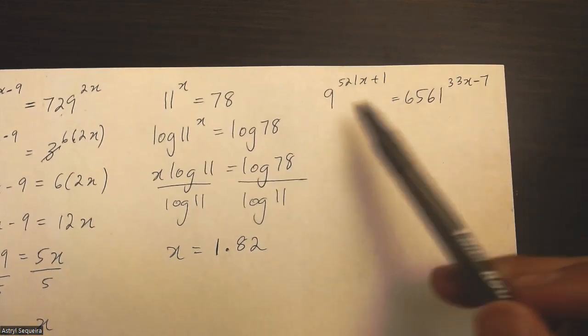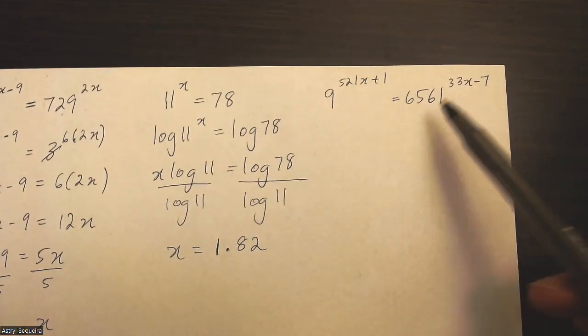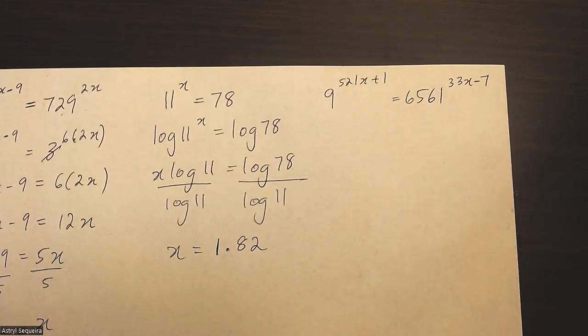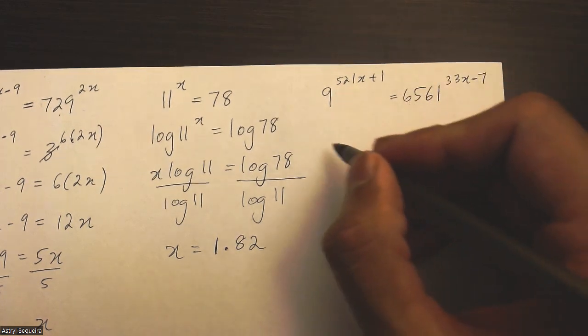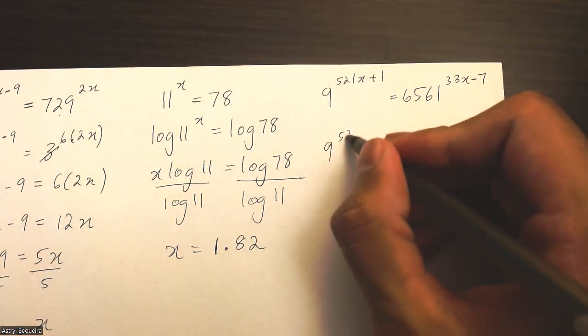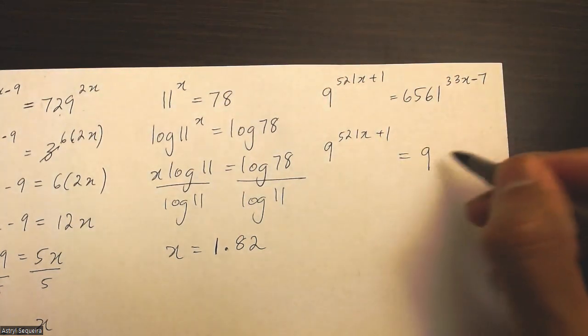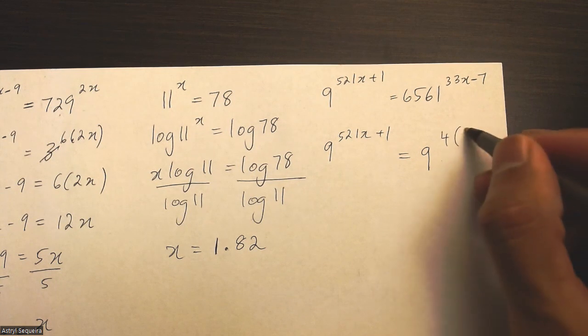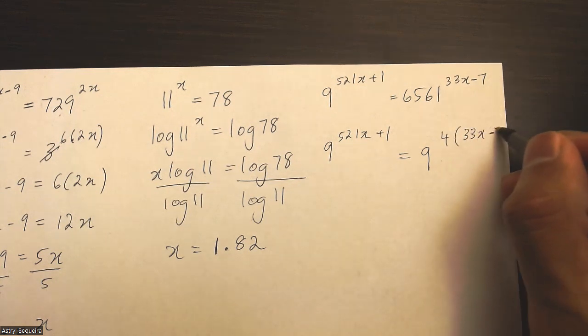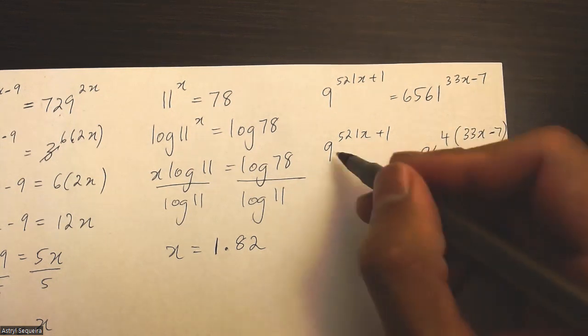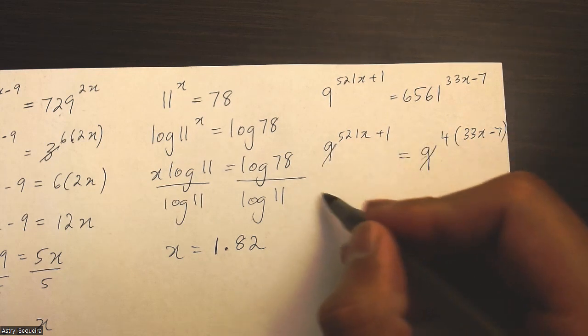All right, let's take a look at the third question here. I believe 9 to the power of something will give me that number 6561. Try it. It is 9 to the power of 4. I'm going to start this one by making my bases the same. I'm going to switch this to 9 to the power of 4. 33x minus 7. Now I can just cancel out my bases and solve for my exponents.